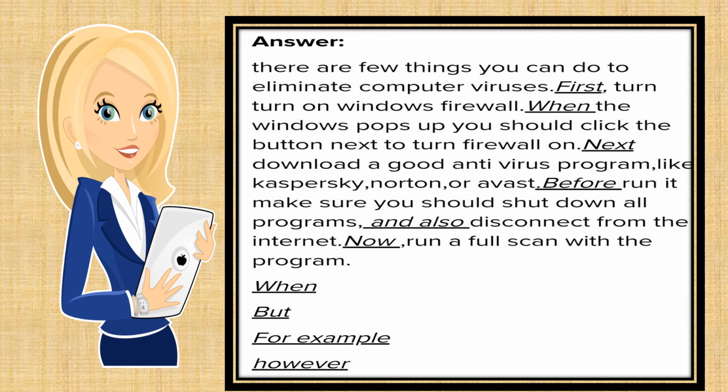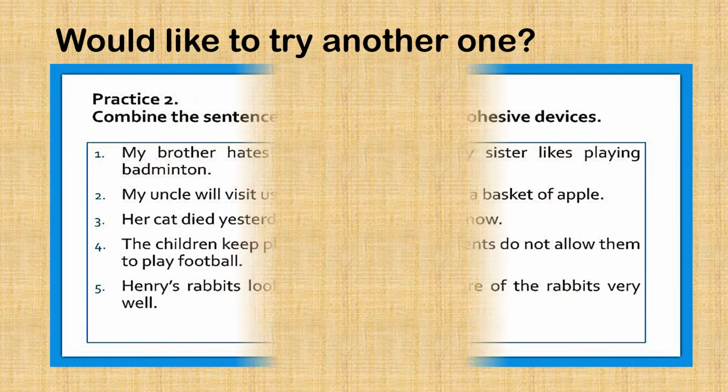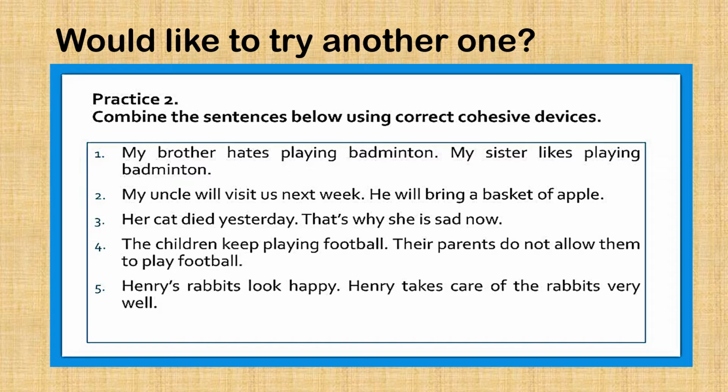Alright, look at the words that had been underlined. These are cohesive devices. First, when, next, before, and also now, when, but, for example, however. Do you get the same answers? If not, don't worry. You have another chance to try. Alright, let's look at practice 2. Now this practice 2 is easier or simpler because it is in sentence form.